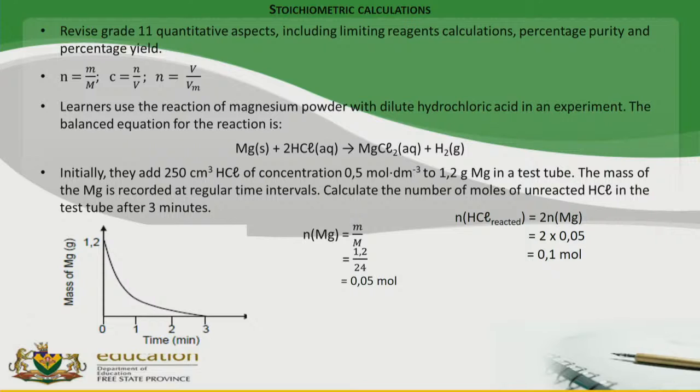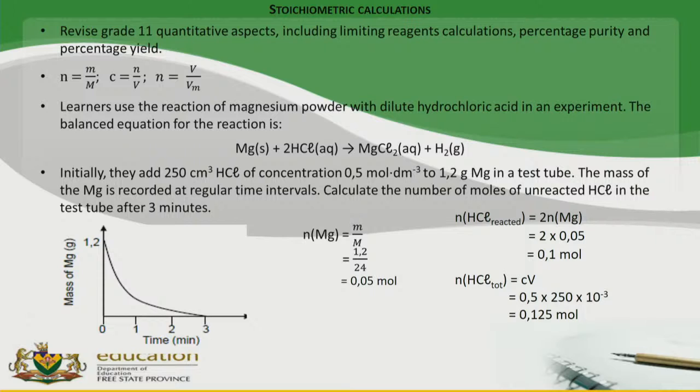Now, the question was to calculate the number of moles that has not reacted. The hydrochloric acid that has reacted is 0.1. But how many moles did you start with? You were given the volume and the concentration of hydrochloric acid. So which formula can enable you to calculate the moles of hydrochloric acid that you started with? The one that has the volume and the concentration, which is c = n over V.